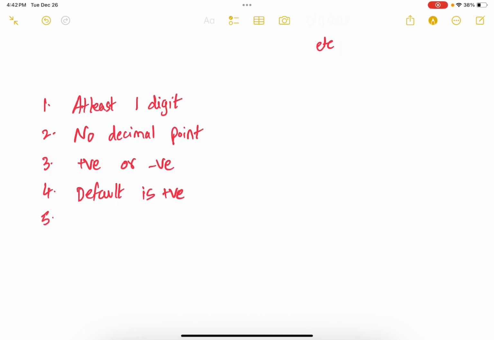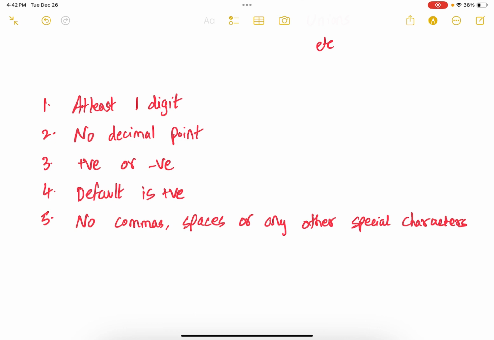You cannot have commas, spaces, or any other special characters. So, for example, if you want to write 5,000, you just write 5000. If you try to write 5,000 with a comma, this is not accepted in your C programming language.